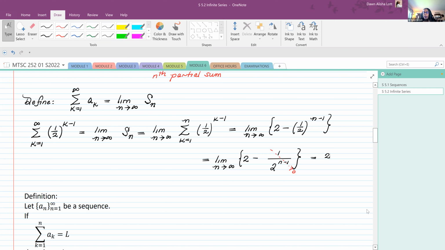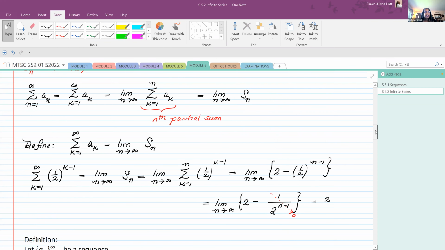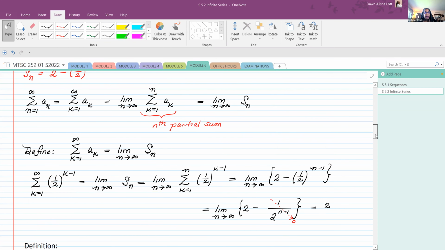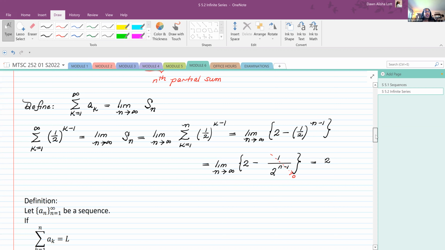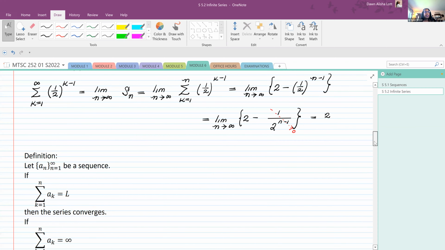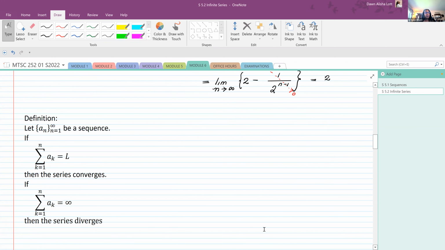All right. So if you can find the nth partial sum of a series, then take the limit, you will have completed and found the limit of the entire sequence. Okay, so here's a definition. So let's say we have a sequence of terms going from 1 to infinity, and we choose to sum them up.